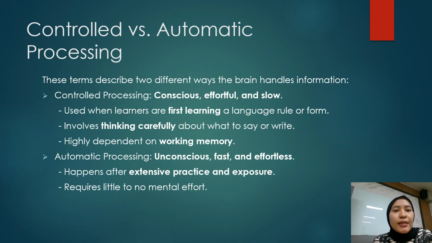All right, so next is about controlled versus automatic processing. These terms describe two different ways the brain handles information. The first one, controlled processing, is a conscious, effortful, and slow process of information processing. For example, it is used when learners are first learning a language, rule, or forms. So it involves thinking carefully about what to say or write. It is also highly dependent on working memory.